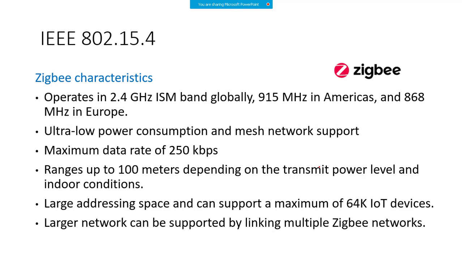So what are the characteristics of Zigbee? Zigbee operates in the 2.4 gigahertz ISM band. I already said industrial, scientific, medical band, and this is unlicensed. That means you don't need to pay any fees to use this frequency, and you can use it without anybody's permission. It is 915 megahertz in America and 868 megahertz in Europe, and even in India it operates around 868. Ultra low power consumption and mesh network support.